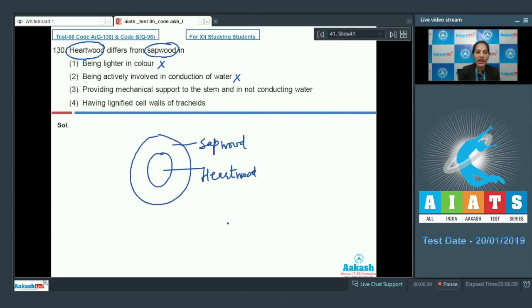Third one, providing mechanical support to the stem and in not conducting water. Yes, the heartwood does not conduct water but it provides mechanical support to the stem. So it is correct. Fourth one, having lignified cell walls of tracheids. In both heartwood and sapwood, the tracheids are lignified. So this is also incorrect. So the correct option for the given question is option number 3. Let's move on to the next question.